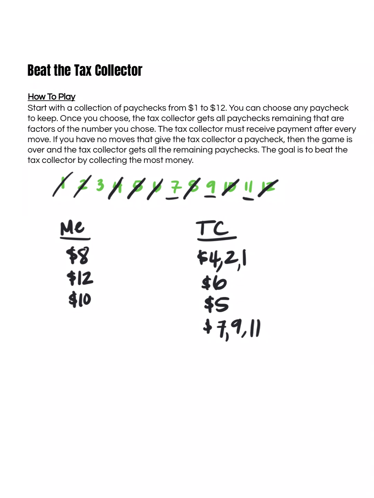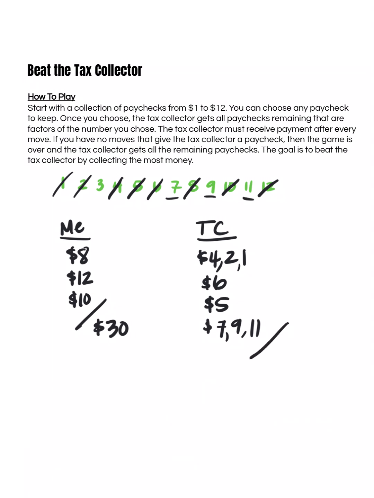So now that the game is over and all the paychecks have been collected, we know that the goal, rereading the problem again, is to beat the tax collector by collecting the most money. So if I take a minute to find out our totals, 8, 12, and 10, looks like that is a total of $30.